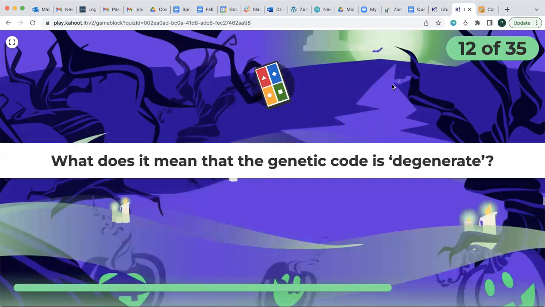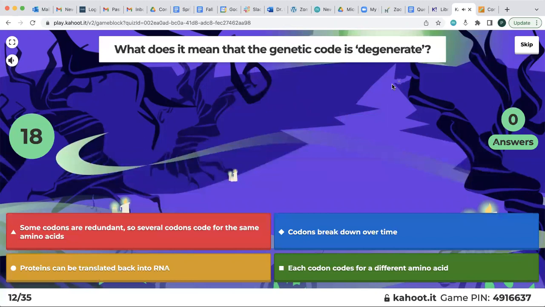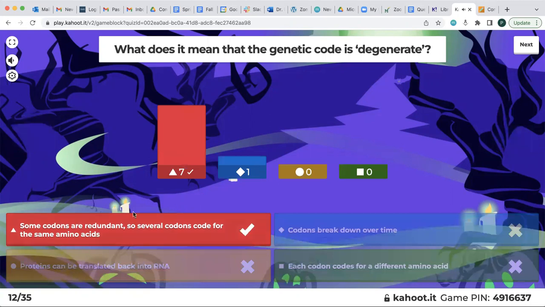What does it mean that the genetic code is degenerate? Some codons are redundant, so several codons code for the same amino acid. Very good job, guys.